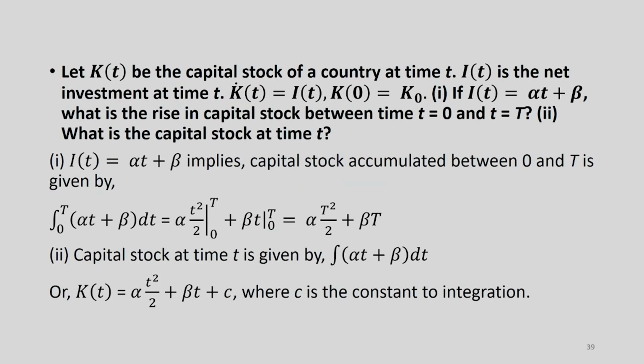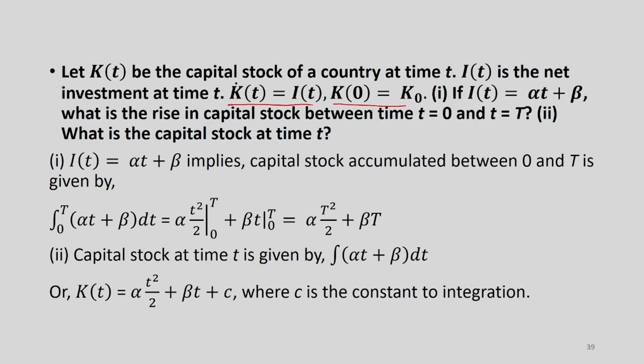Okay, here is a problem from macroeconomics. Let K(t) be the capital stock of a country at point t. I(t) is the net investment at time t. So, K dot of t is equal to I(t). K dot means the derivative of the capital stock with respect to time, and this is also given to us. K(0) is equal to K0, that means at point 0 the stock of capital is given as K0.